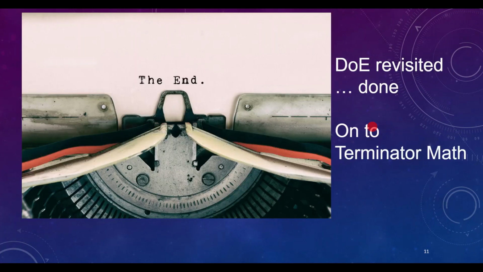That's the end of Disk of Earth Revisited and a few definitions. And in the next session, we're going to do some terminator math.